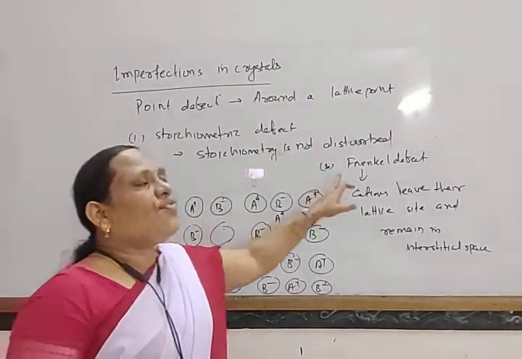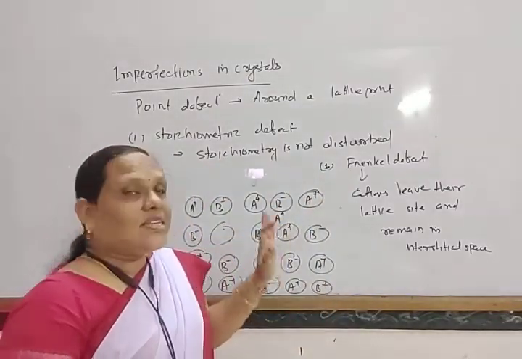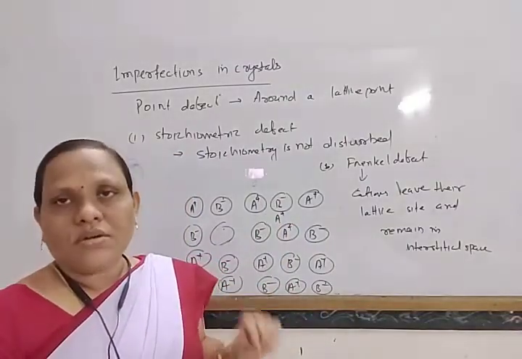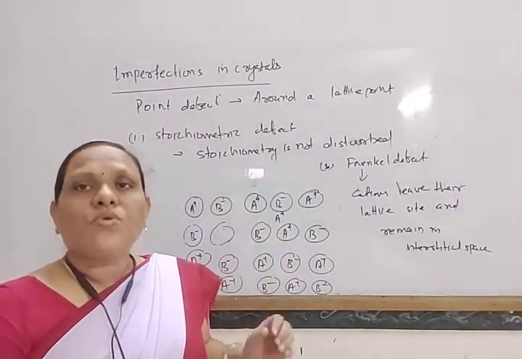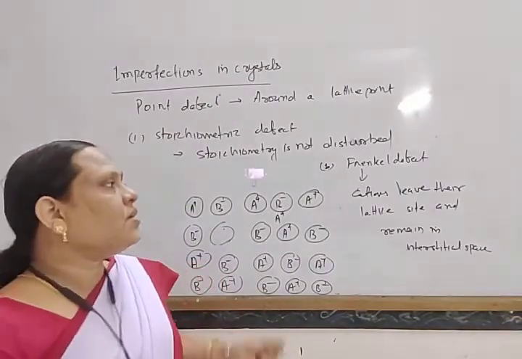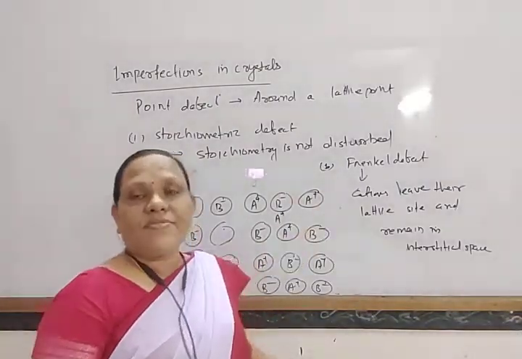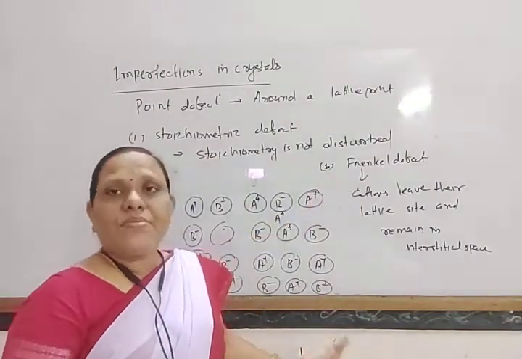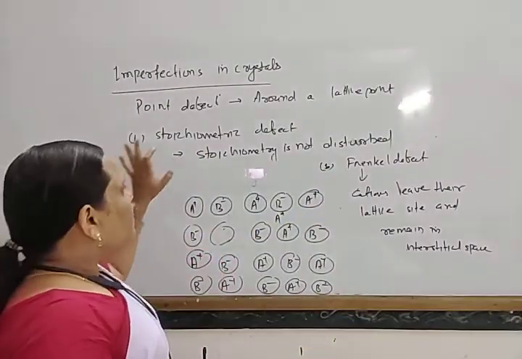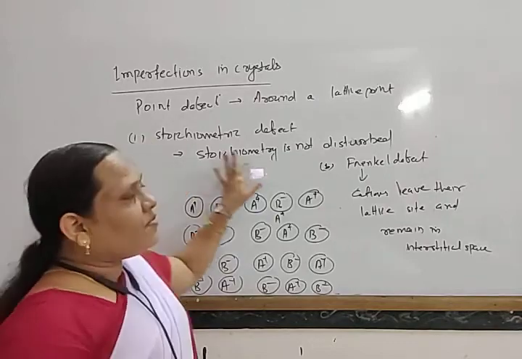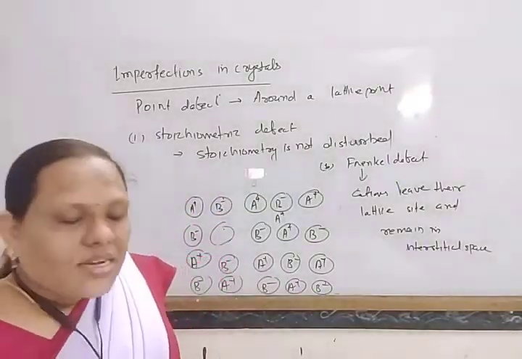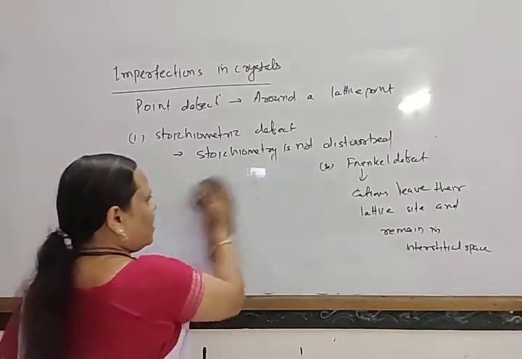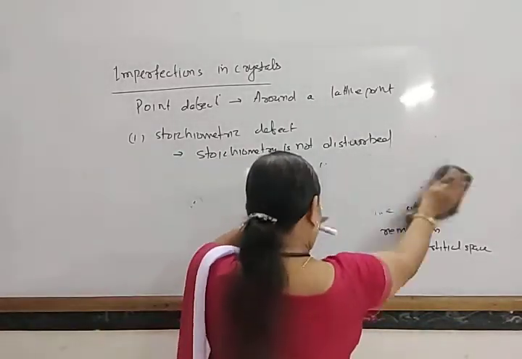And Frenkel defect generally takes place in ionic compounds which have low coordination number. So this is about the Schottky defect and Frenkel defect. Next, come to what is the difference between Schottky defect and Frenkel defect.